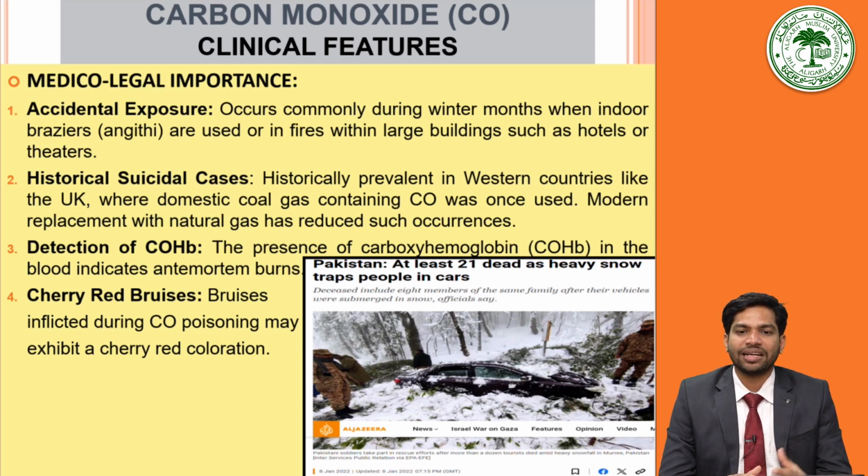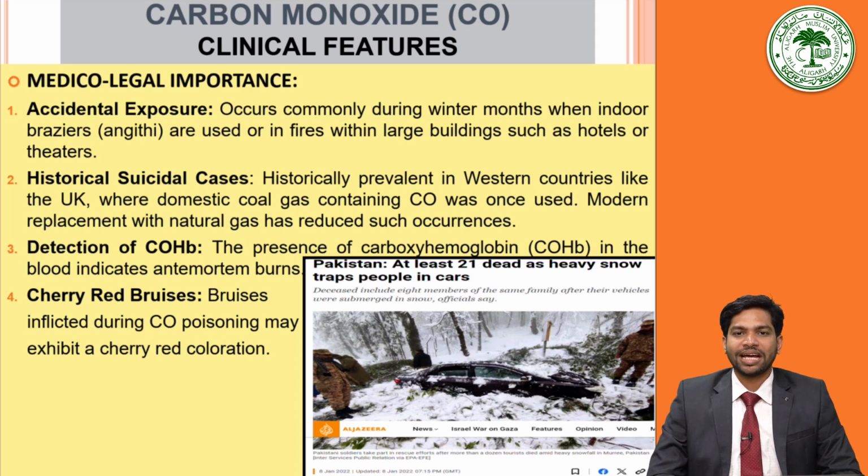Historically, suicide with carbon monoxide was prevalent in Western countries like the UK, where domestic coal gas containing carbon monoxide was once used. Now in modern times, it has been replaced with natural gas, and so the occurrence of suicidal intoxication with carbon monoxide has decreased in European countries. Also, the importance of carboxyhemoglobin is that it indicates an antemortem burn injury.